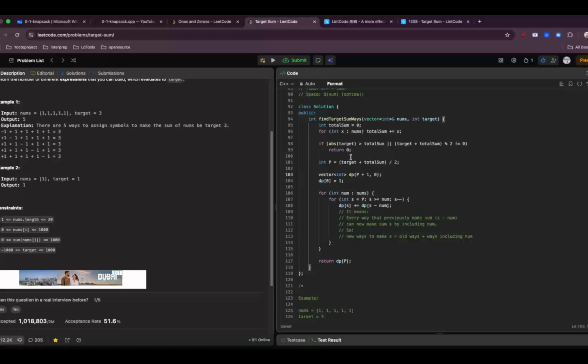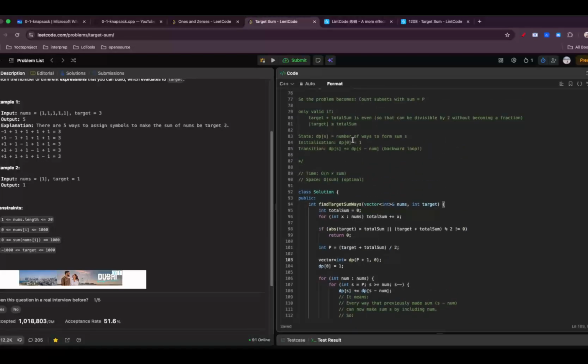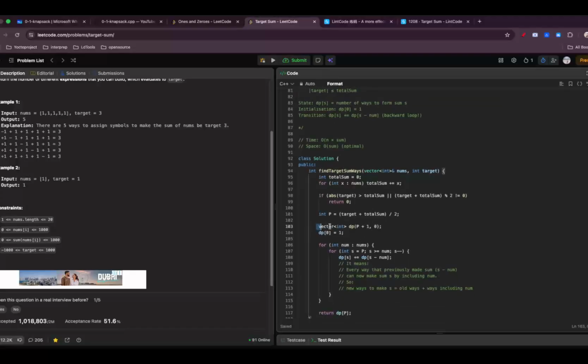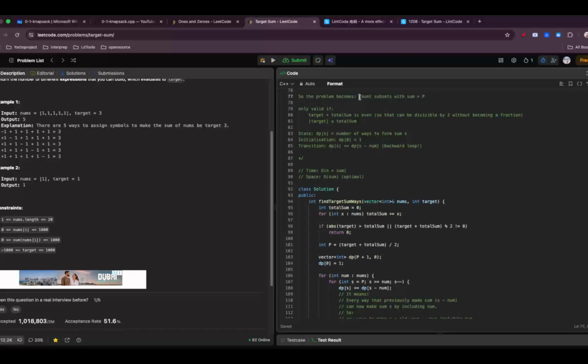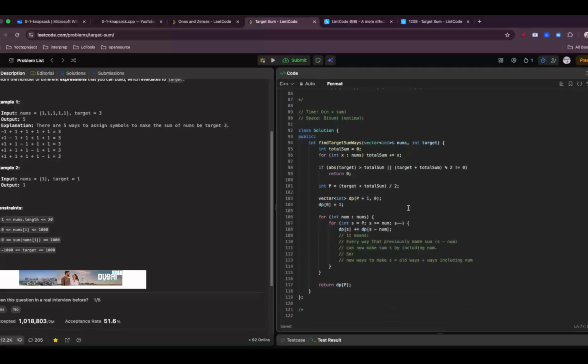Because of all this, now we got a state like this: dp of s equals the number of ways to form the sum s. That's why it is a 1D dp. So we have this dp with size p plus 1, because we require it with this p, meaning count subsets with sum equal to p. So the number of values will be p plus 1, all initialized with 0. And at the starting we initialize dp of 0 equals 1.